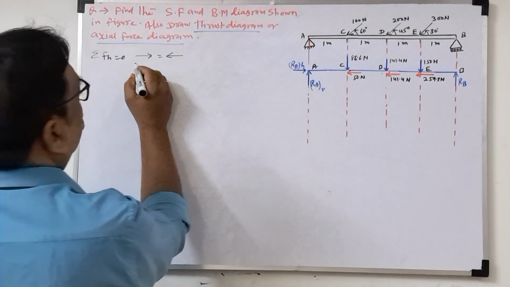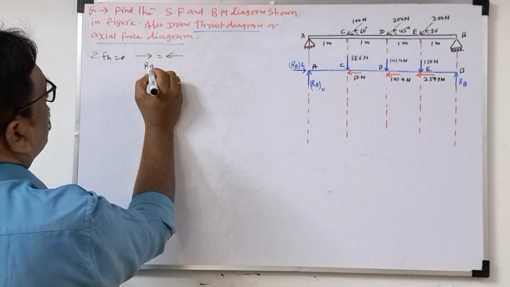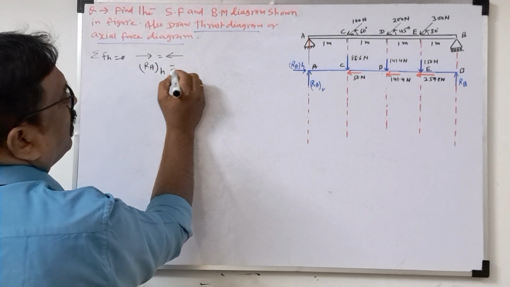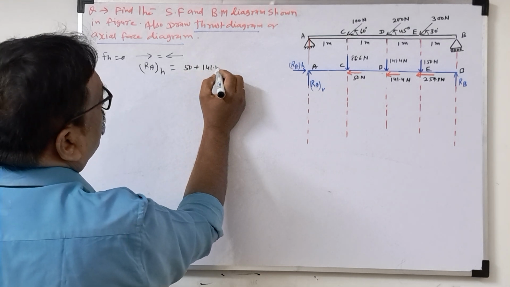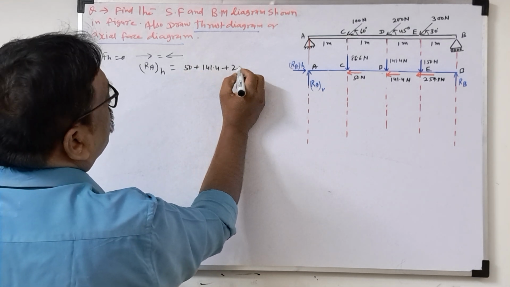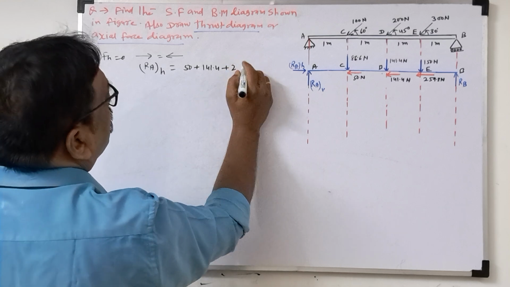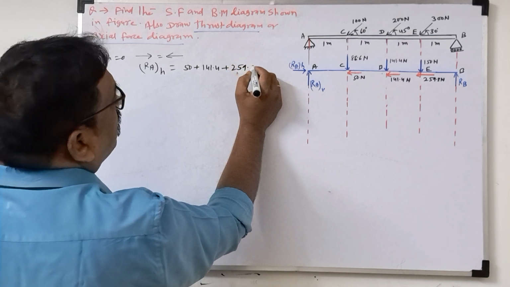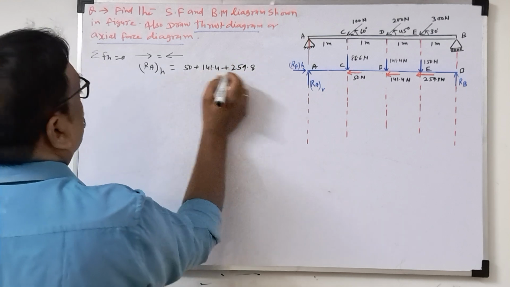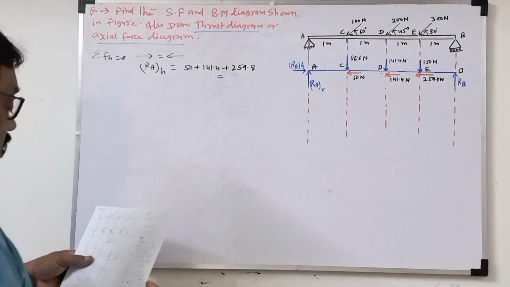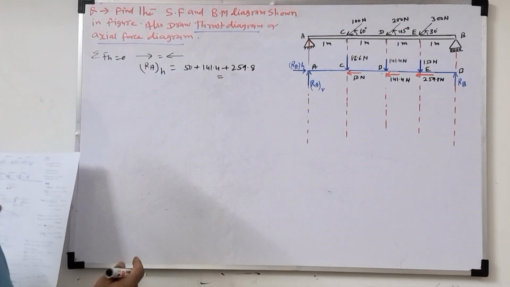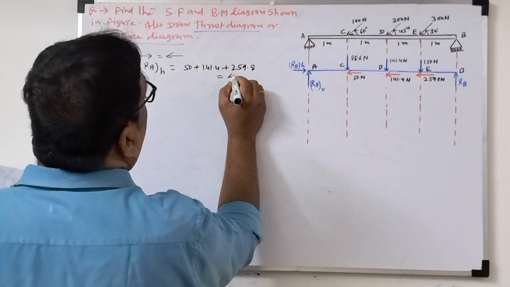Now this force RAH is equal to 50 plus 141.4 plus 259.8. So the total coming, I wrote, is 451.2.